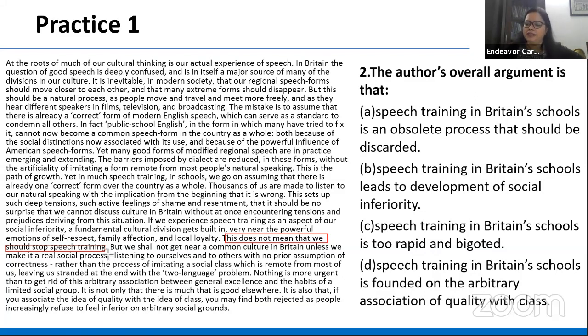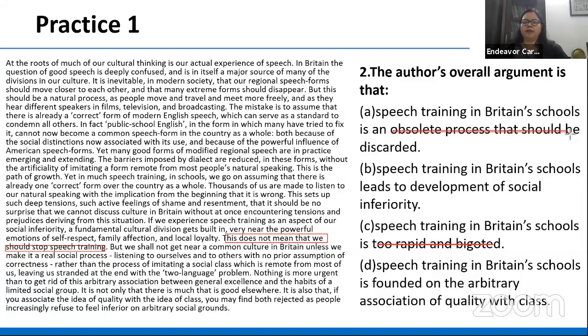Speech training in Britain's schools leads to development of social inferiority. There is a mention of social inferiority. Speech training in Britain's schools is too rapid and bigoted. You know what is bigoted? Intolerant. That's not the point. Now you're getting too generic. Maybe you're bringing in things that have not been mentioned. What he says is that you have set a process which is wrong, speech training. So let's eliminate this as well. It's not obsolete. It's not rapid and bigoted.